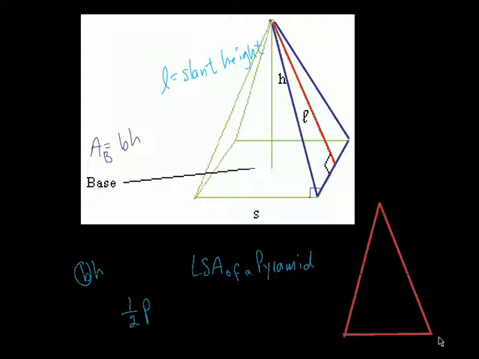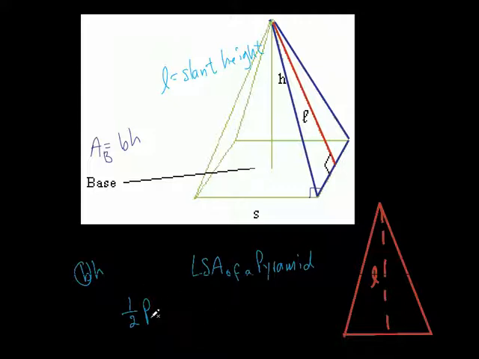Everybody see that? Okay, so it's not the height. It's not the base times the height. It's 1/2 the perimeter of the base times the what? Slant height. And the slant height is represented by the letter L. Alright, so it's 1/2 PL.